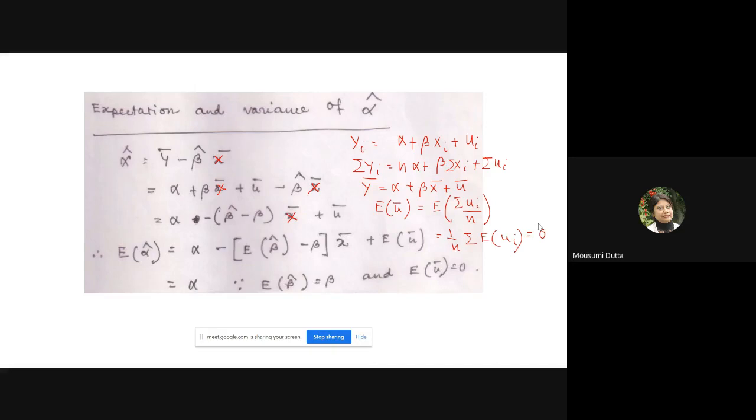Is it clear? Any question? All these steps, which I'm putting on the side, you need to do all these things. Otherwise, the things will not be clear.